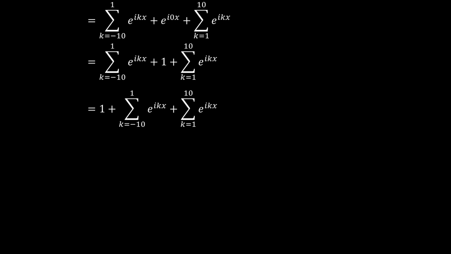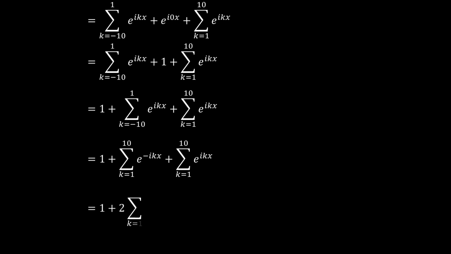We can now set k prime equal to negative k, and so eventually we have the summation from k equals 1 to 10 of e to the power ikx plus the summation from k equals 1 to k equals 10 of e to the power ikx. So this allows us to now combine these two summations. So we have 1 plus twice the summation from k equals 1 to 10 of e to the power ikx plus e to the power negative ikx over 2.